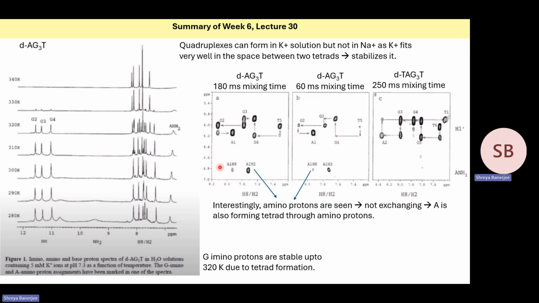Basically, if we are seeing the amino protons due to some other reason, as you reduce the mixing time, the amino protons should disappear. But because the amino proton peak is persisting even at low and high mixing times, that means the amino proton is not able to exchange with the solvent. That must mean the amino proton is also forming a tetrad. So A, or adenine, is also forming a tetrad. And this is how the discovery of the A tetrad was done.